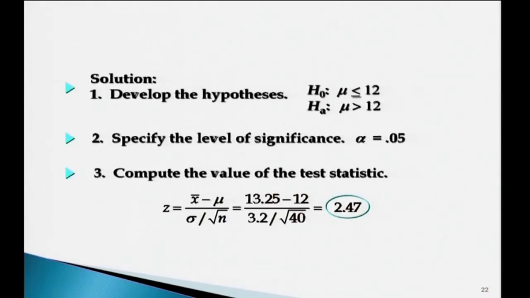So, we will develop a hypothesis test that mu is less than or equal to 12, which means our service goals are achieved. Mu is greater than 12 means service goals are not achieved. Specify the level of significance, it is 5%. Now, compute the value of the test statistic: x bar minus mu, 13.25 minus 12, divided by sigma by root n. It comes out to be 2.47.